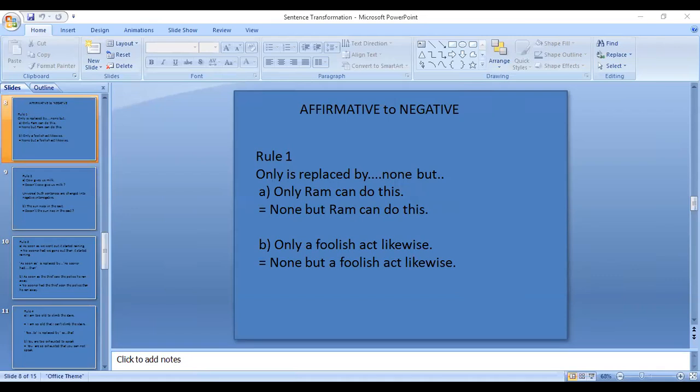Only Ram can do this. So here, in place of only, we are writing none but. None but Ram can do this. Only a foolish act likewise. So here, again, in place of only, there is none but. None but a foolish act likewise. Okay, doubts ko clear karte jaiyega, jisika bhi doubt hai.